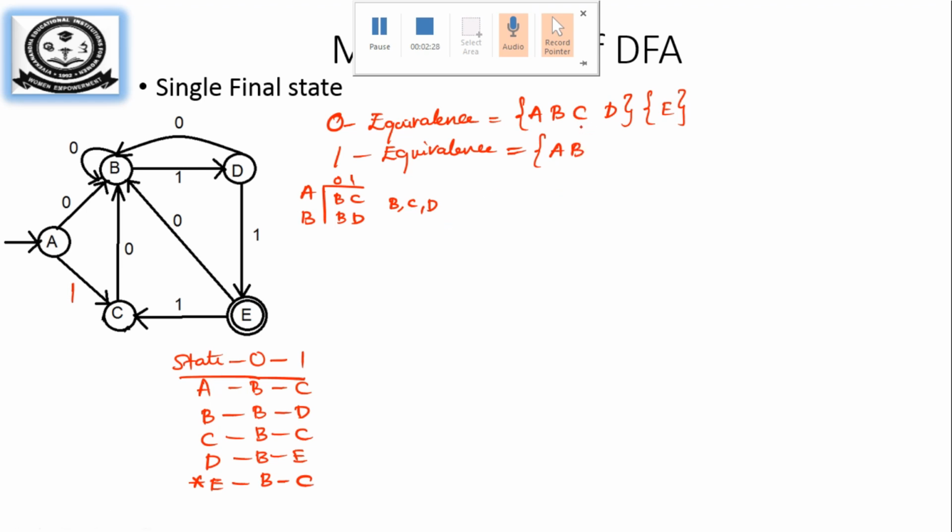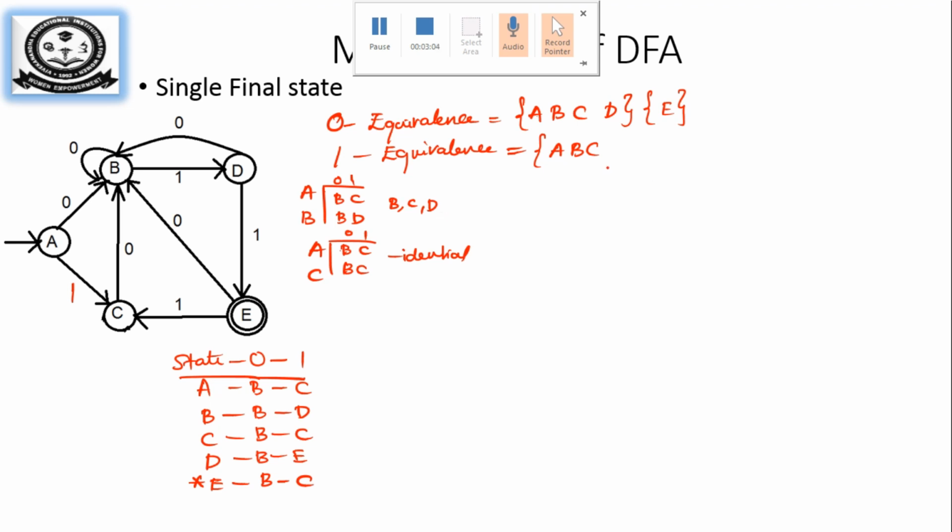Now the next state is C. You can check either C with A or C with B. So we are going to check A and C first. For A it is BC for 0 and 1, and for C it is again BC. It is identical, so they can stay in the same set. So you will have C also here. If AC fails, then you can check with BC. Otherwise, it is not required.